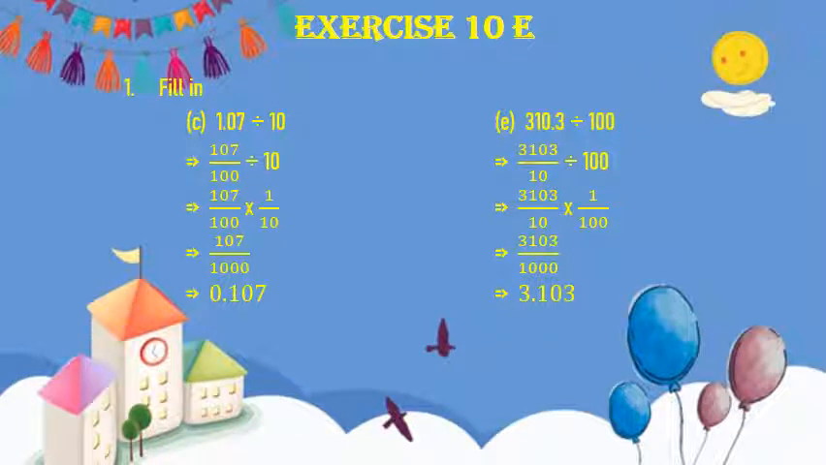Now children, in the product you can very well see that since there are 2 zeros in the divisor 100, the decimal point has shifted 2 places towards the left side. So our product is 3.103.